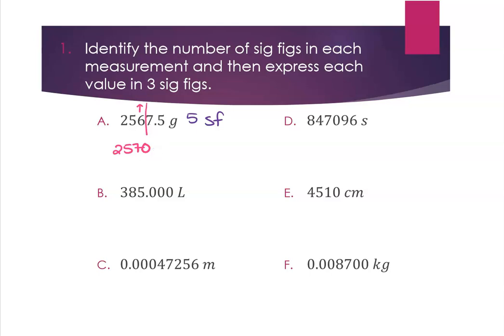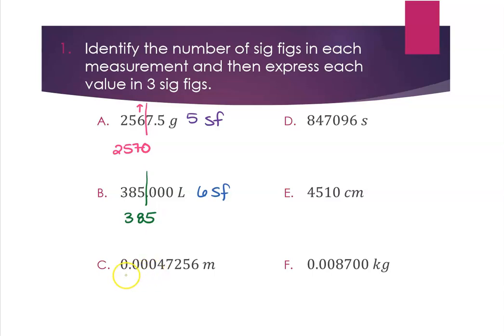Let's look at the next one. Here we have 3 zeros at the end. Because there's a decimal place here, all of these zeros are significant. So 1, 2, 3, 4, 5, 6. 6 significant figures. And then if I want to round this to 3, 1, 2, 3, my cutoff is 385. It's right at my decimal. So I can leave it as 385. I can put a decimal there. Because there are no zeros, putting a decimal does not make any difference.